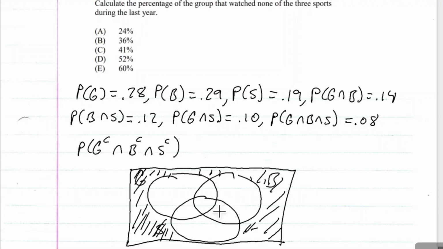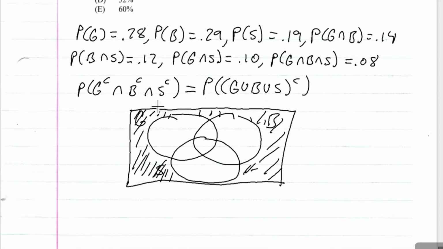sets. So we can see here that this is the same thing as the probability of G union B union S complement, because we know G union B union S is this space here, and we want everything outside of that union. Now with probability, we know the probability of the entire space, if this whole space was filled out, would be 1. So the probability of G union B union S complement would be equal to 1 minus the probability of G union B union S. It's 1 minus the stuff that we're not interested in.